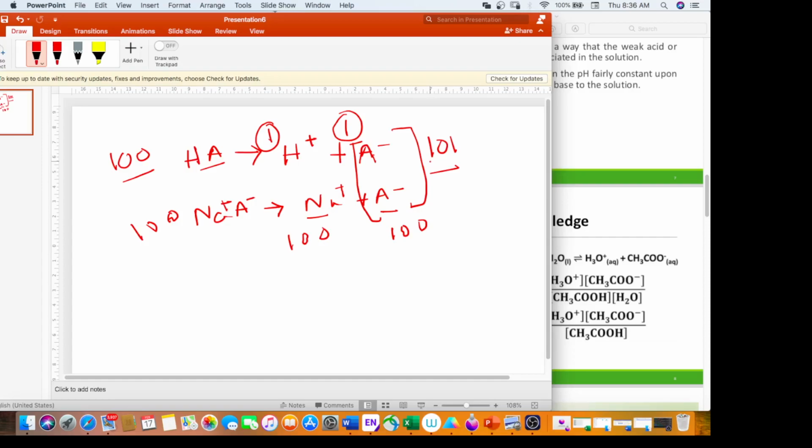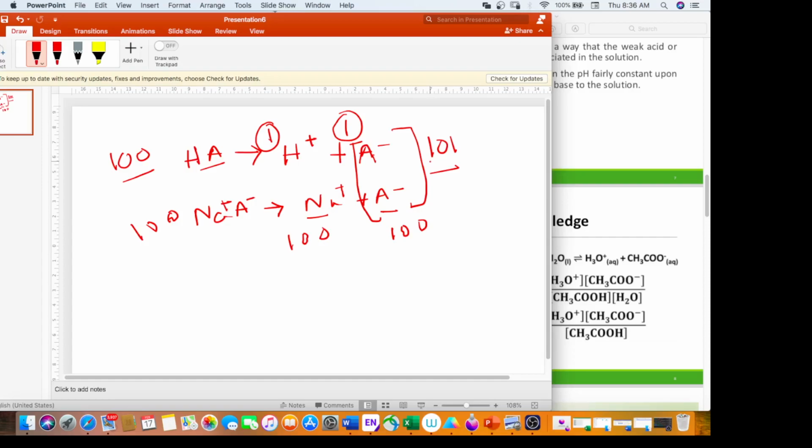Okay, so if you understand this, then it is so simple. We are going to discuss a special equation. Okay, now this is very important. It is the Henderson-Hasselbalch equation. The name comes from the scientists who discovered it.